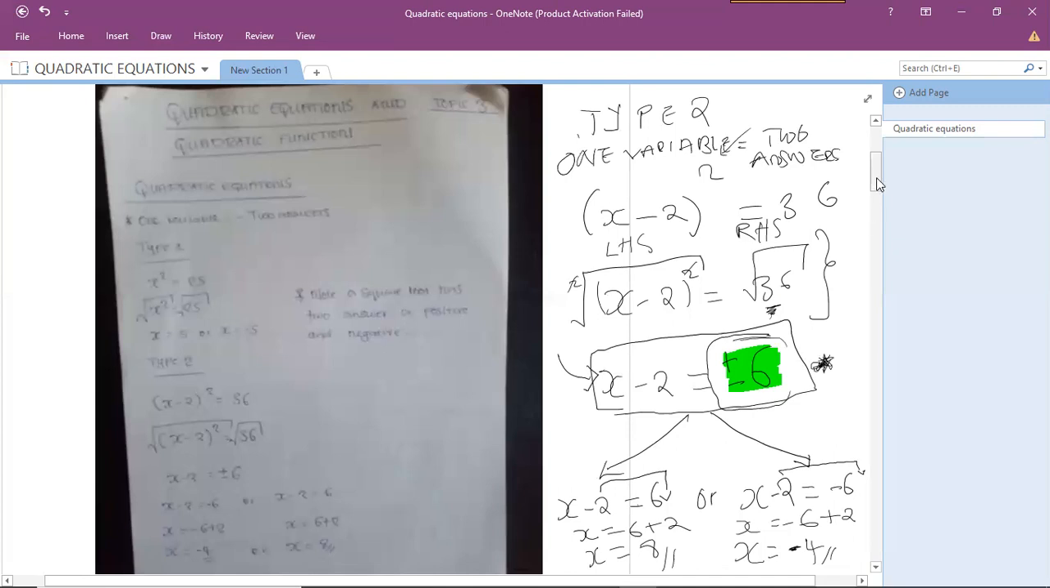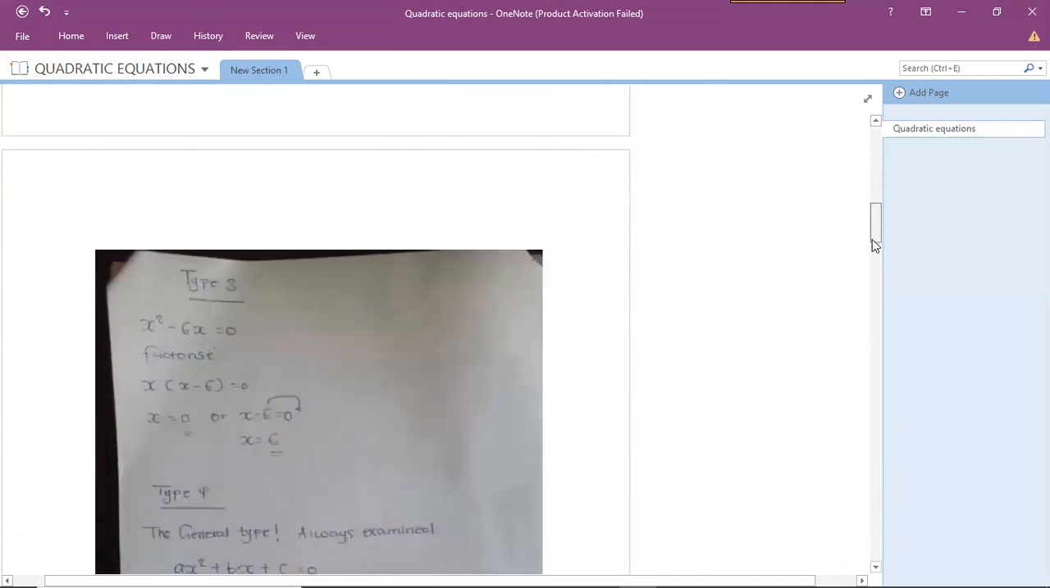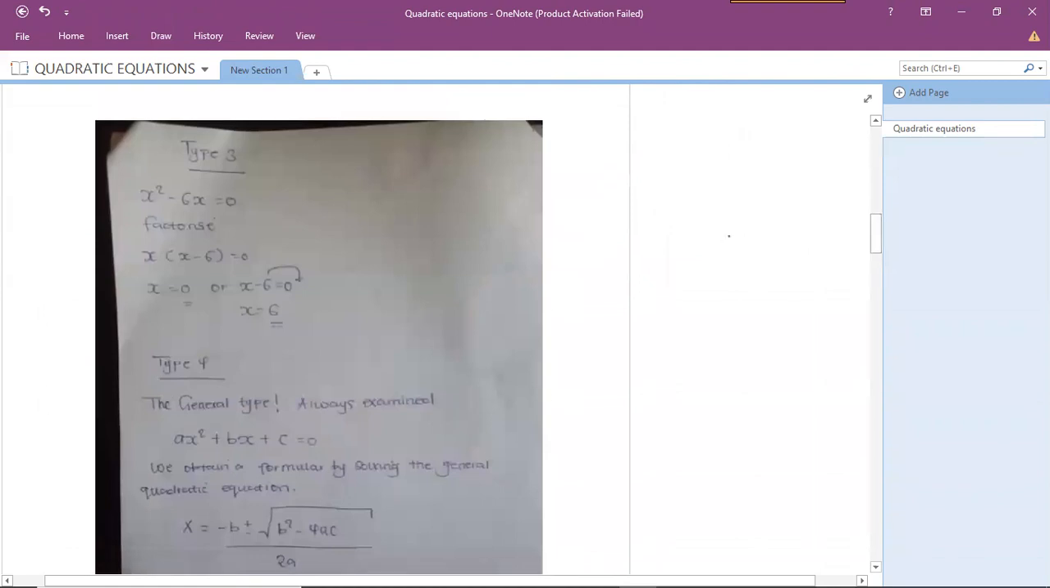So let's look at the type 3 of the quadratic equation, which will require you to just factorize a little bit. Once you factorize a little bit, then everything is going to become easy to solve. So type 3.